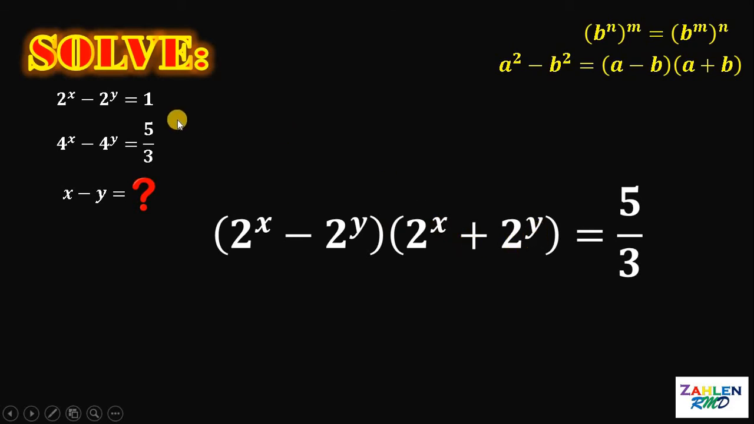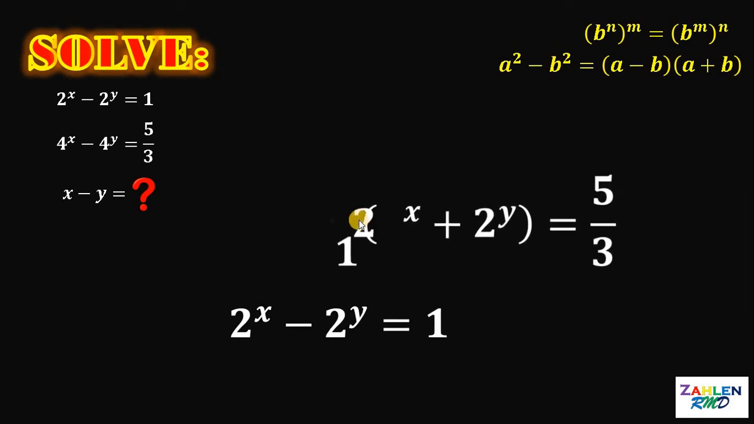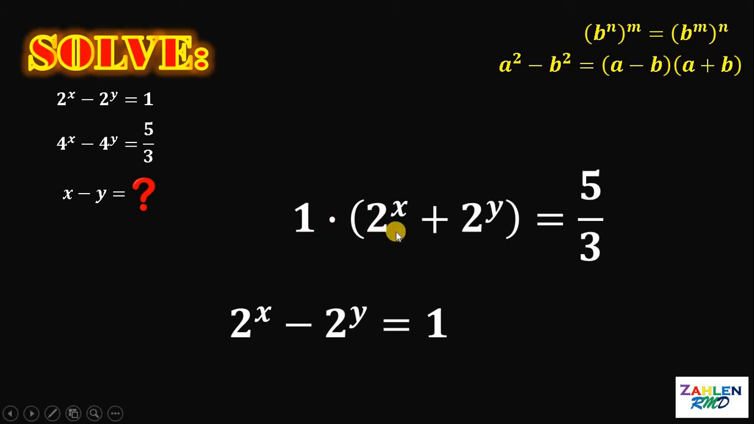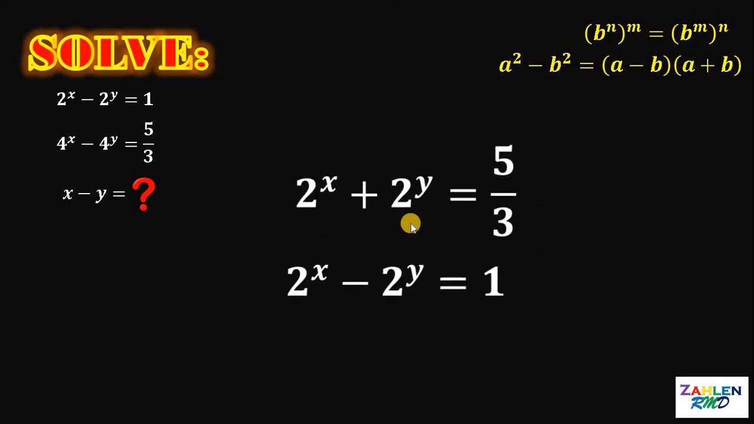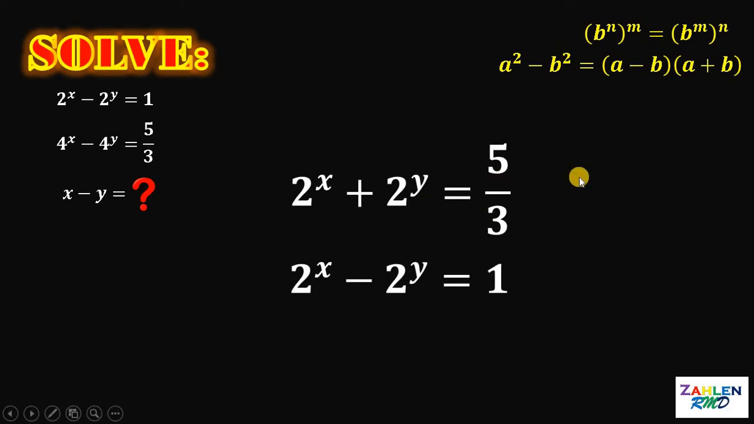Now here comes the first equation into play, because we know that 2^x − 2^y equals 1. Thus, this 2^x − 2^y is just 1, and 1 times (2^x + 2^y) is just 2^x + 2^y. Therefore, we have two equations in terms of 2^y and 2^x.